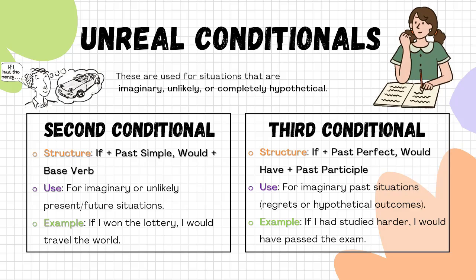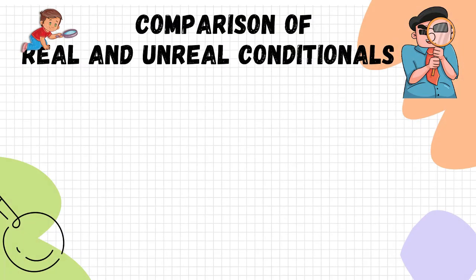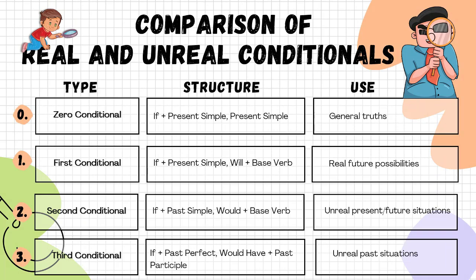To make things clearer, let's compare all four types of conditionals in one table. Here you can see the structure and use of each type side by side. For example, the zero conditional is for general truths, while the third conditional is for unreal past situations. Take a moment to study this table. It's a great reference for understanding how conditionals work.